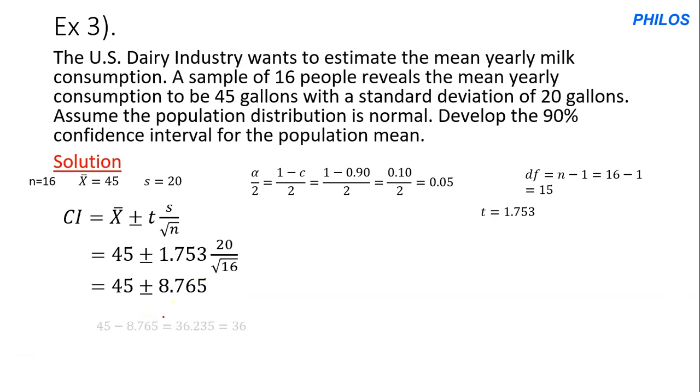First, we take 45 minus 8.765, and that will give us 36.235. To the nearest whole number will be 36. And then we also take 45 plus 8.765, and that will give us 53.765, and to the nearest whole number will be 54. I decided to convert this to the nearest whole number because the sample mean is also a whole number. Okay, so the answer is 36, 54. You can also leave it as 36 less than mu less than 54. So you conclude that one can be 90% confident that the population mean will be between 36 and 54 gallons.